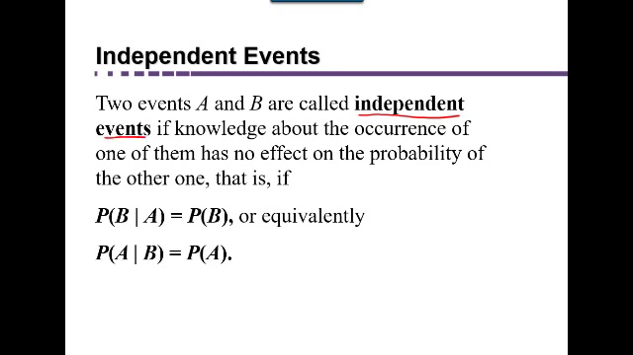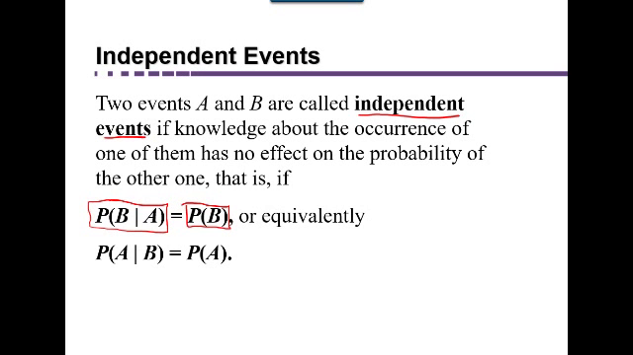Okay, now here's an interesting definition. It says 2 events A and B are considered independent. By the way, people get this confused with mutually exclusive, so make sure you distinguish between those when you're studying for the test. 2 events are independent of each other if knowledge about the occurrence of one of them has no effect on the probability of the other.